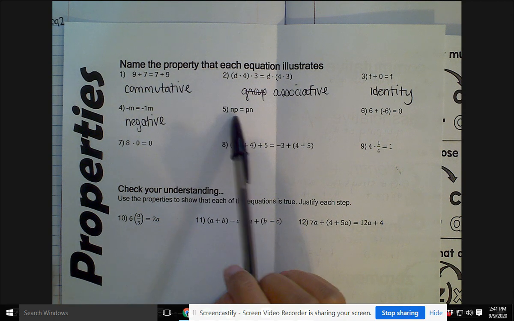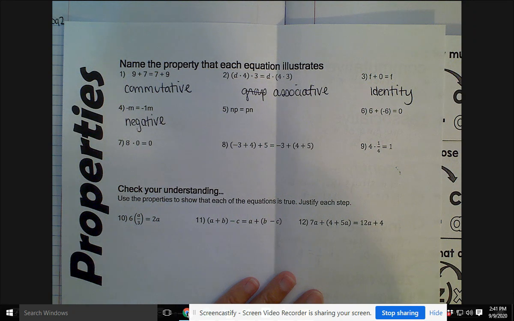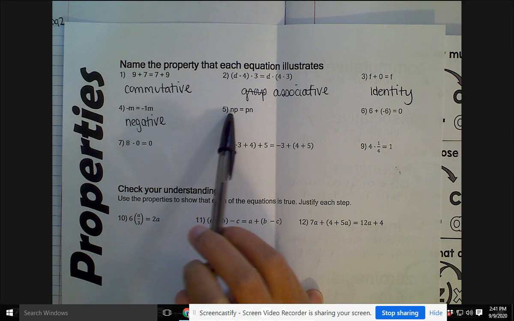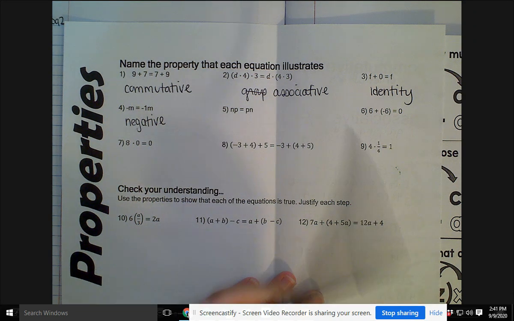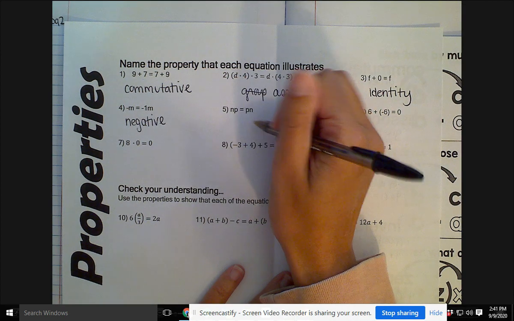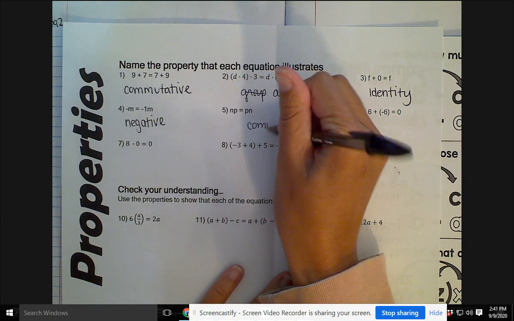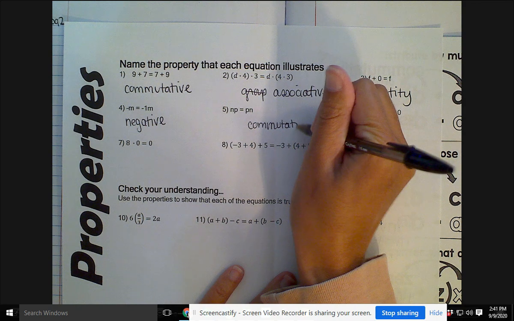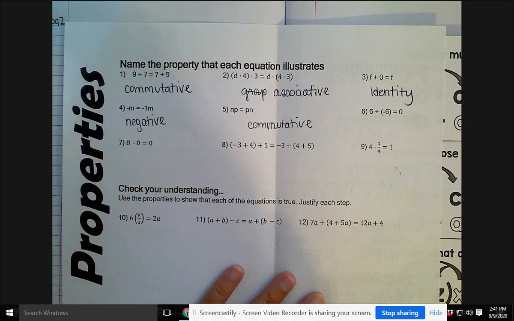Now again, 2 letters smashed like that implies multiplication, and I changed the order of those multiplication tables, so that would be a commutative property, because we are changing the order of things.